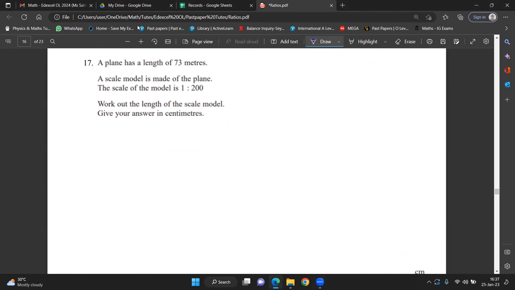A plane has a length of 73 meters. A scale model is made of the plane. The scale of the model is 1:200. Work out the length of the scale model. Give your answer in centimeters. Underline centimeters.